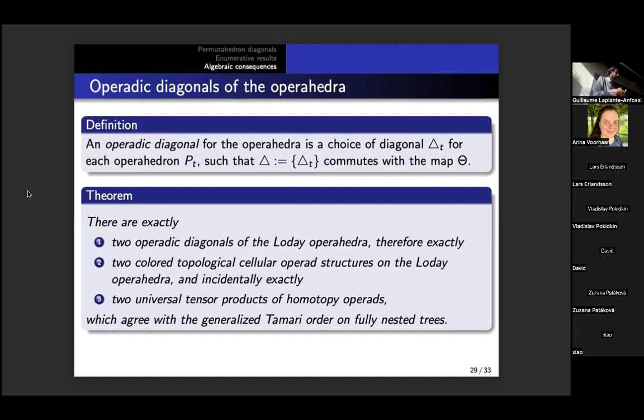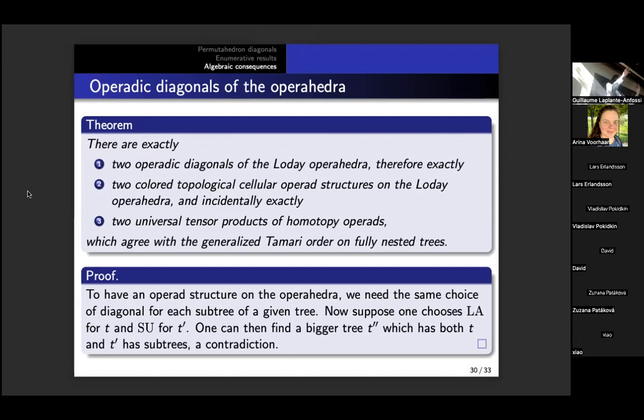Another reason why such a family of diagonals is interesting is because it defines a universal tensor product of homotopy operads. I'm sorry if I'm saying big terms. But this is a new object in algebra. It allows you to define a tensor product of these complicated algebraic structures by explicit formulas, and it turns out that there are exactly 2 operad structures.